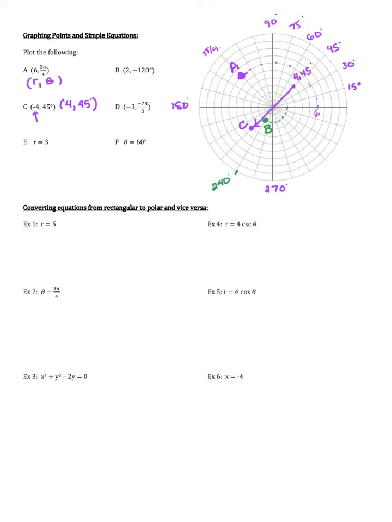Negative 4 brings you exactly equivalent to 4, 225. So I'm going to go actually 180 degrees back, or it's like adding 180 degrees to your angle measure. Okay, now we have two double negatives. So a negative 3 and a negative 7 pi over 3. The negative on the degree just means the direction you go.